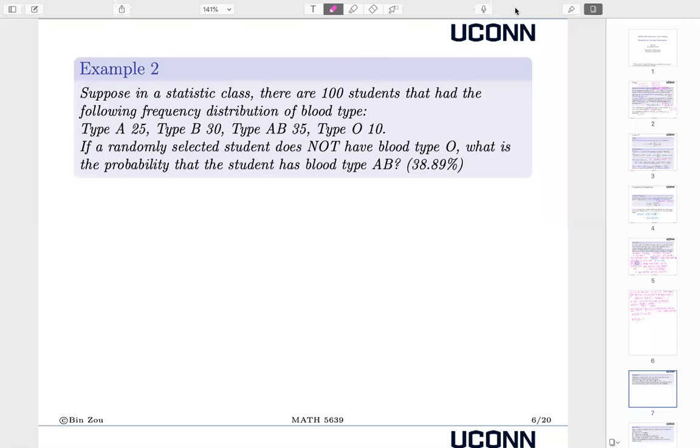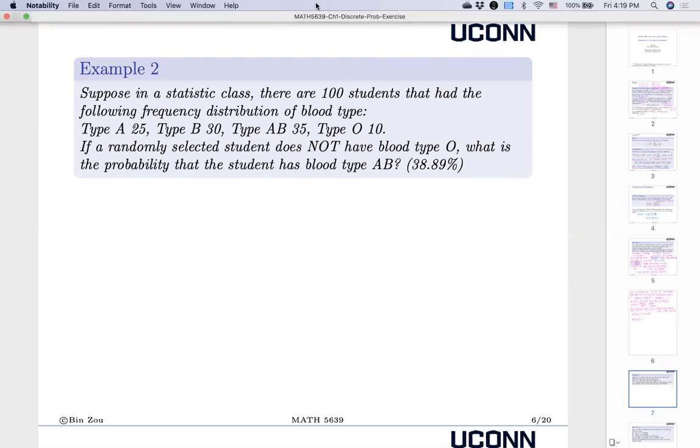Okay, let's pick up where we ended from the last video. Now we're going to work on example 2. Actually, example 2 is a lot easier than the first one. Here we have a class with 100 students. They have the following frequency distribution of blood type.